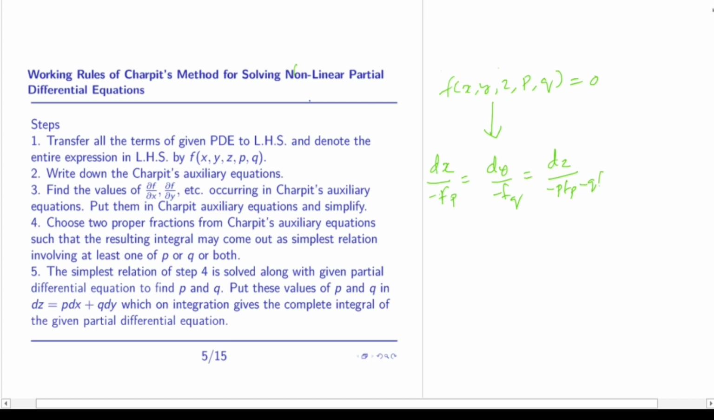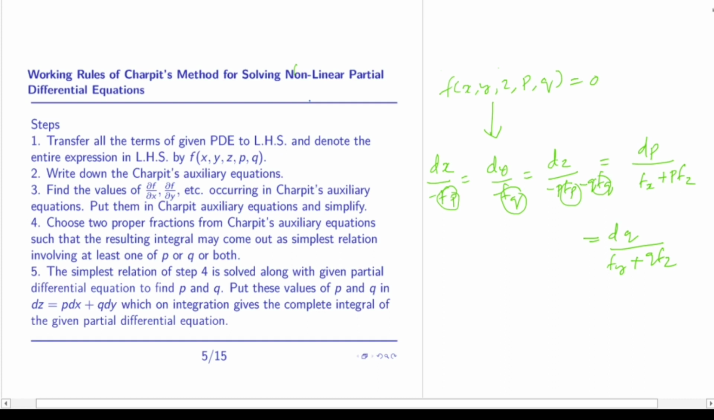= dp/(fx + pfz) = dq/(fy + qfz). So we need to find each and every portion of this subsidiary equation.